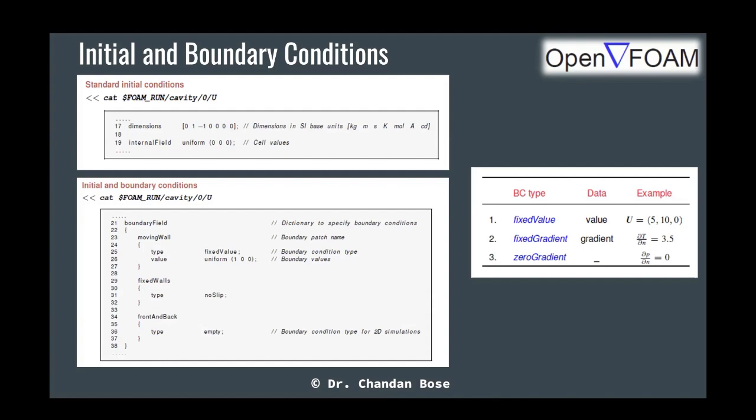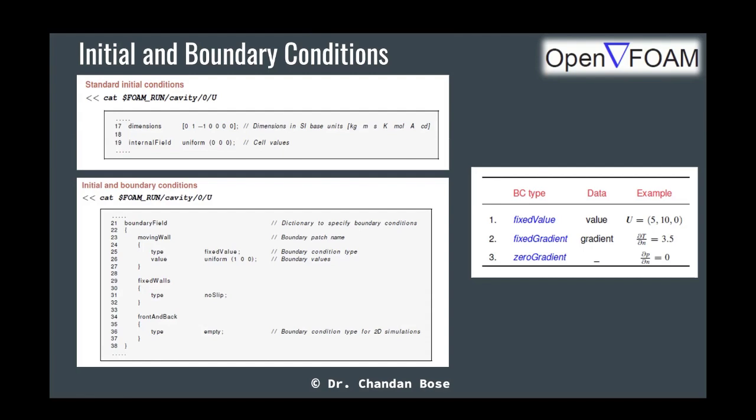Then comes the boundary field. Now what are these names, and where did they come from? Moving wall, fixed walls, and front and back. They are the names that you provide while creating the geometry and the mesh. So in the pre-processing stage, when you create a geometry, either by blockMesh or any third-party meshing software, and then import it into OpenFOAM, you have to create the groups of surfaces which would act as either patches or walls. And you have to give them certain names.